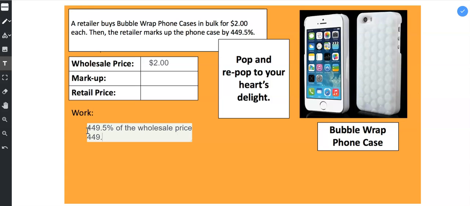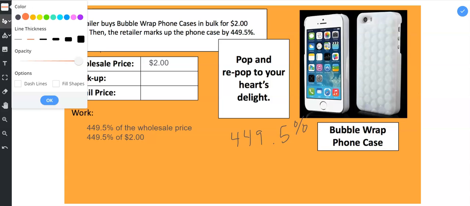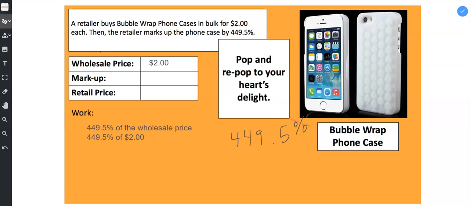So 449.5% of the $2. And then I need to change that percent to a decimal so I can multiply it. You can't multiply until this percent is in decimal form. I move the decimal 2 times to the left and it ends up between the 4 and the 4. So it's 4.495. Don't round this. This is not money.